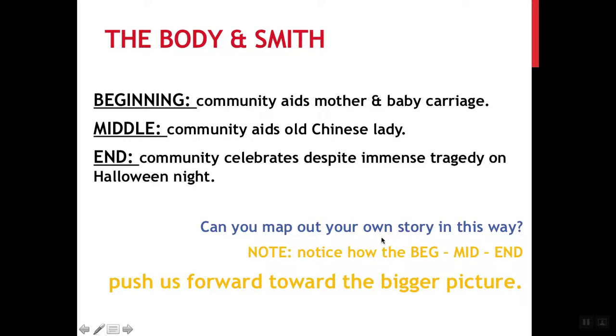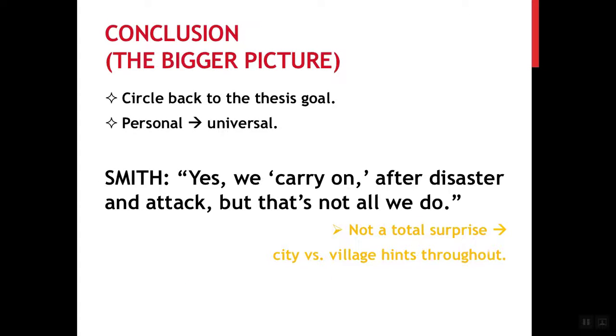So I said here, also notice the beginning, middle, and end push us forward toward the bigger picture, which I just summarized a moment ago. The ending of the story, after we've had these more innocent community gatherings, something that happens despite a tragedy, an attack in their community, is that she understands the importance of community, even in a place that might not seem, for the rest of the country, to have a lot of community within it. So, this transitioning from beginning to middle to end very effectively and successfully leads us toward that bigger picture. And here we go, the bigger picture, the conclusion.